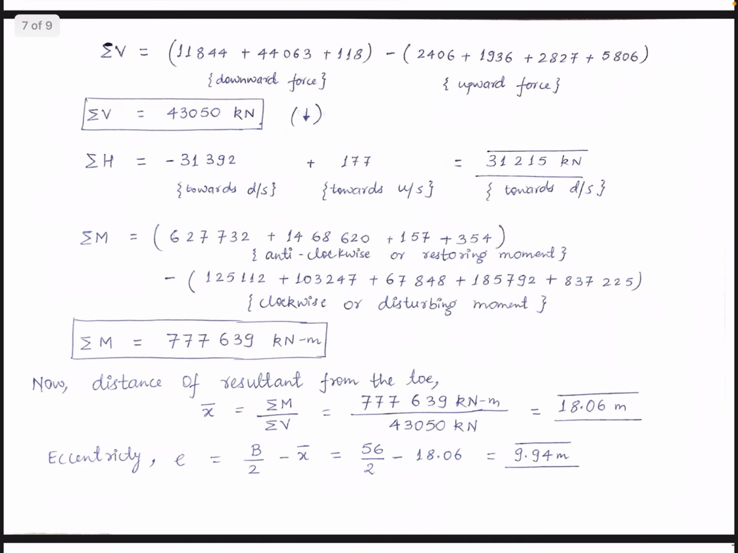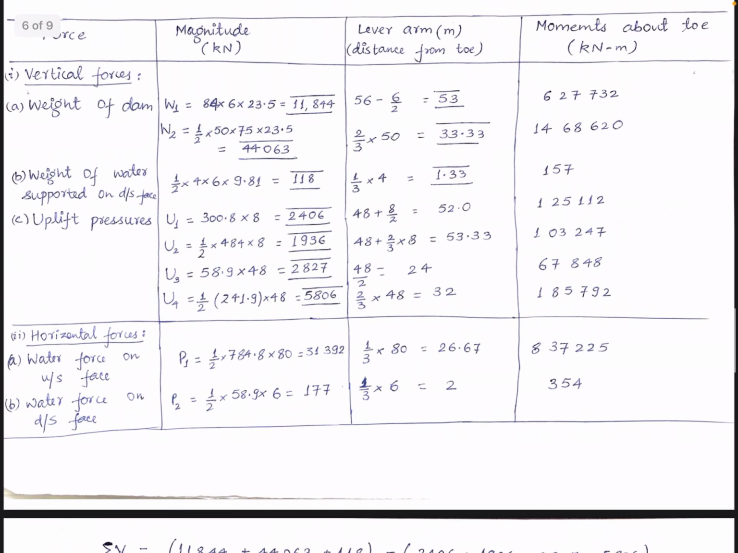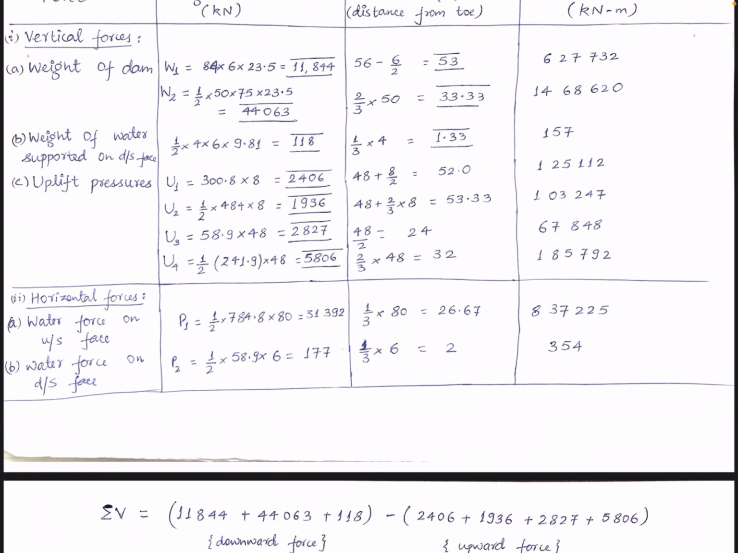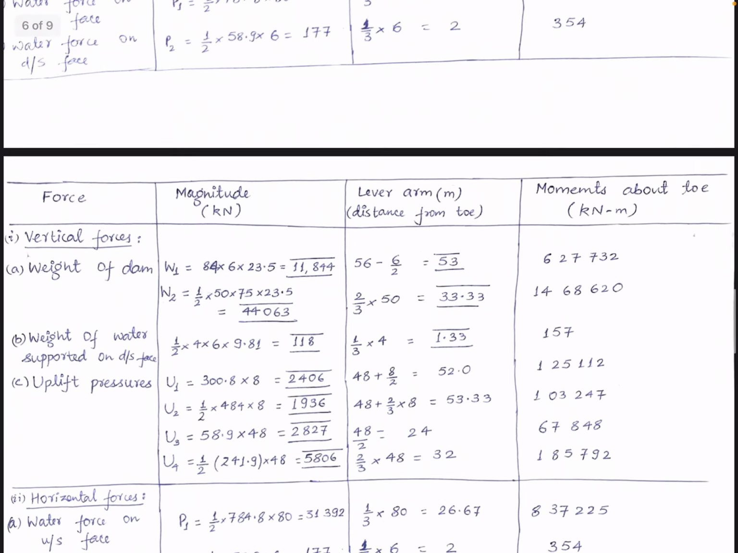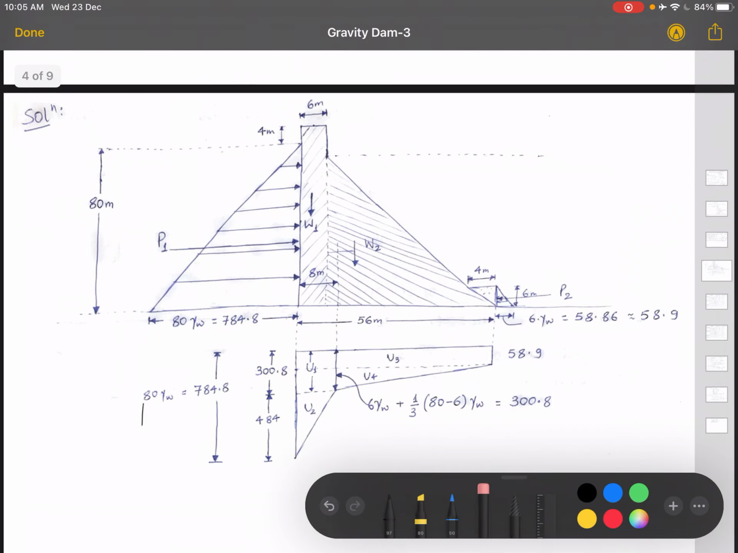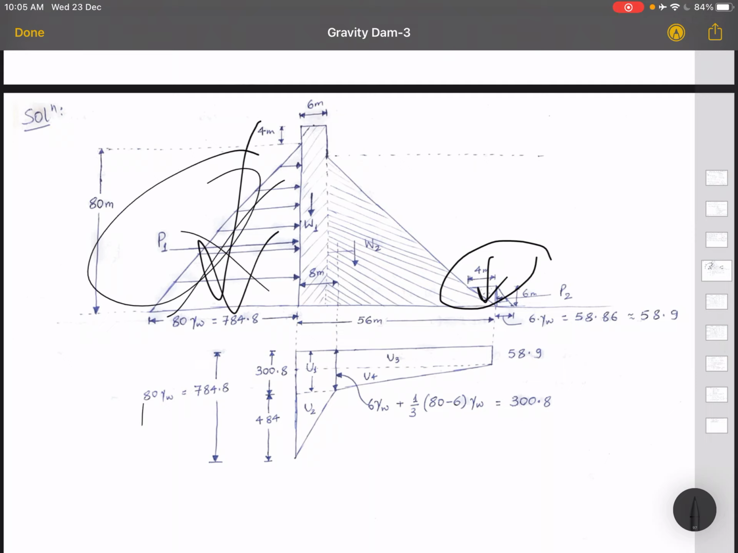Now the summation V will be what? Summation V is nothing but the downward force. What is it? First is W1, W2 and the weight of water supported on the downstream face. This is also contributing. It is just like it is acting as a part of what? Dam. So that's why the vertical force due to this water weight will also come, not due to this water. Why? Because this is not acting as a part of the gravity dam, but this water, if you are seeing, it is coming along with the weight. It is acting in the direction of weight only.